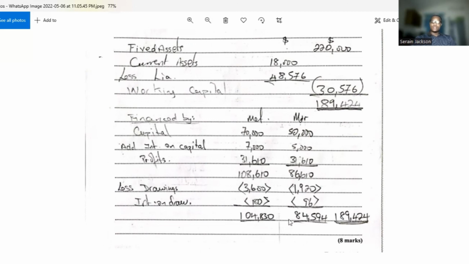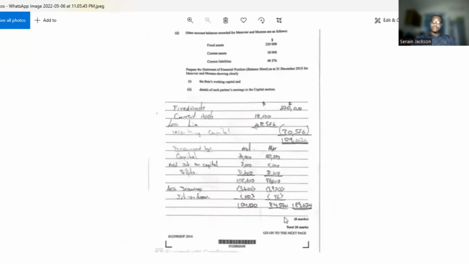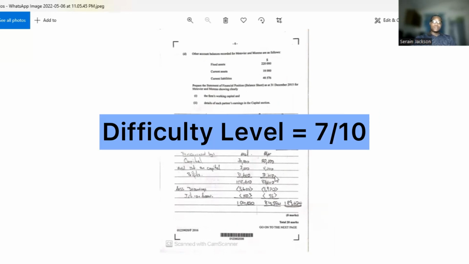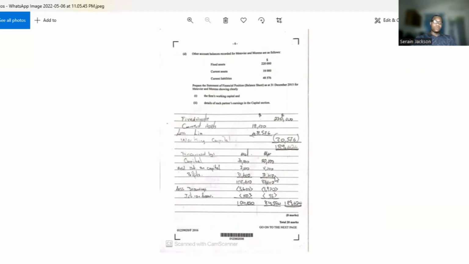And there you have it. That's the end of this question, and that's 20 easy marks. If you should ask me the difficulty level of this question, it's around about 7 out of 10. I think it's pretty difficult for the first question of the paper. If this could be a question 5, because it's pretty challenging.